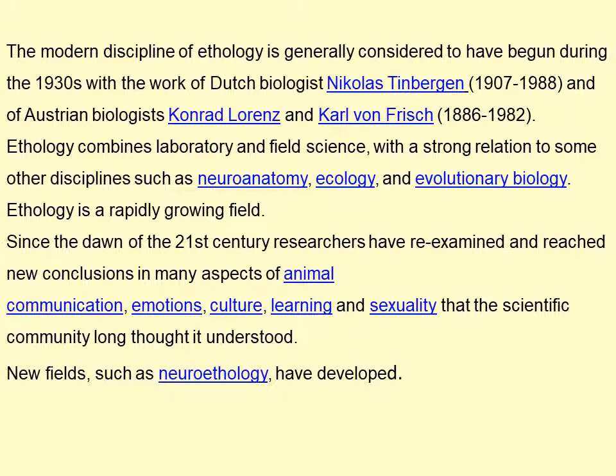The modern discipline of ethology is generally considered to have begun during the 1930s with the work of Dutch biologist Nikolaas Tinbergen and of Austrian biologists Konrad Lorenz and Karl von Frisch. As has already been told, ethology combines laboratory and field science with a strong relation to other disciplines such as neuroanatomy, ecology, and evolutionary biology. It is a rapidly growing field. Since the dawn of the 21st century, researchers have re-examined and reached new conclusions in many aspects of animal communication, emotions, culture, learning, and sexuality that the scientific community long thought it had well understood. New fields such as neuroethology have developed.